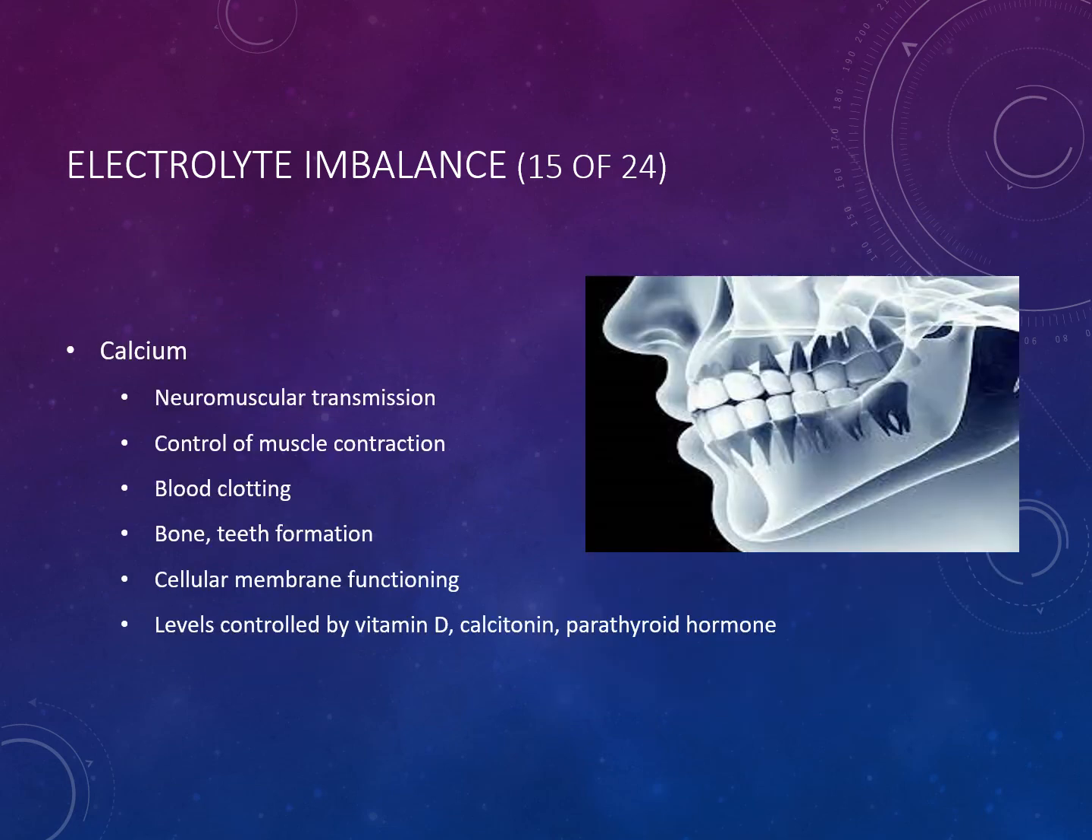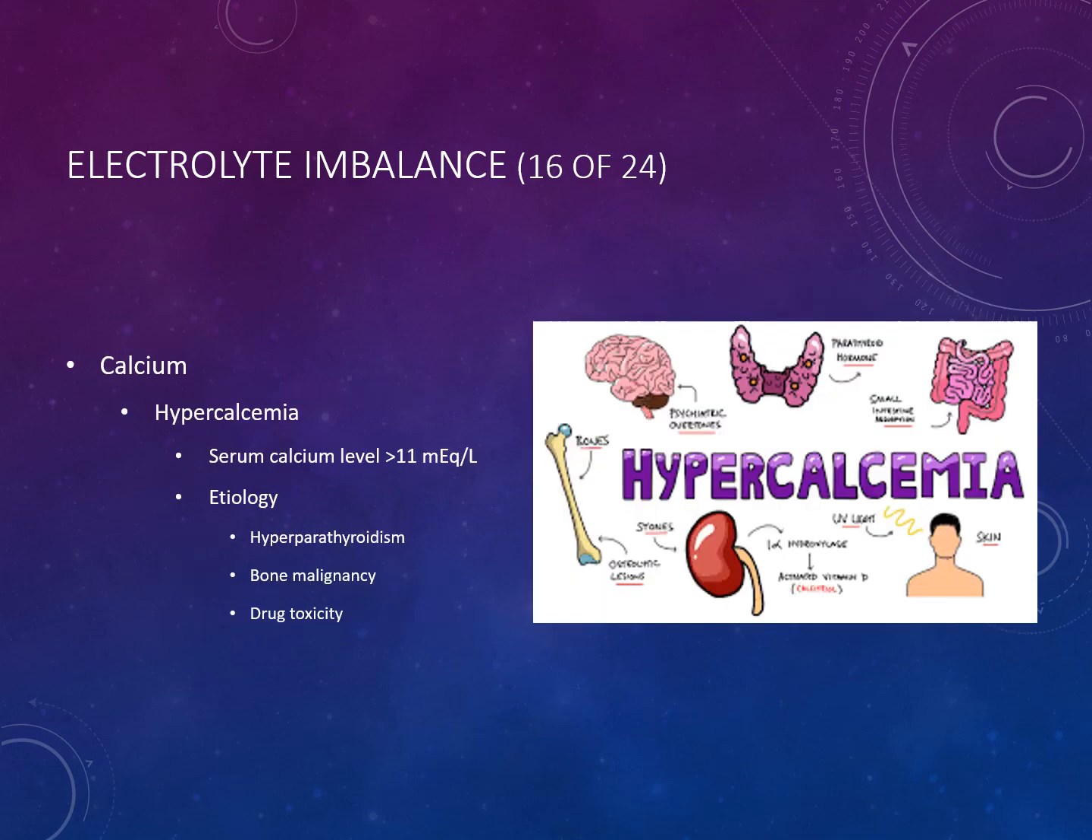Calcium, hypercalcemia, this is where it's greater than 11 milligrams per deciliter, or below 9. The window for calcium is very narrow. It's 9 to 11. It helps with our neuromuscular functioning, control of muscle contractions, blood clotting, bone formation, and cellular membrane functioning, and it helps control vitamin D, calcitonin, and parathyroid hormone. Our body is complex, people, and we got to have a balance.